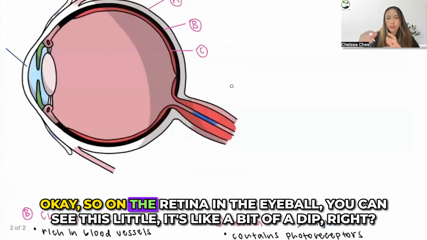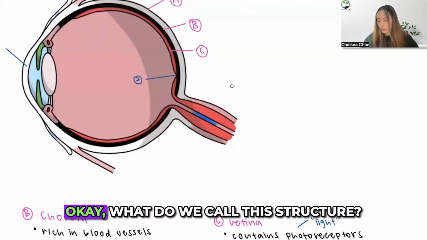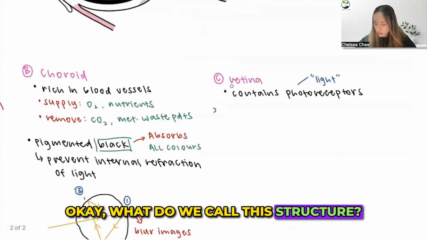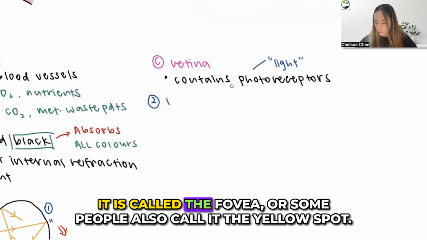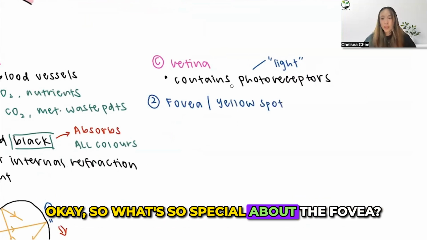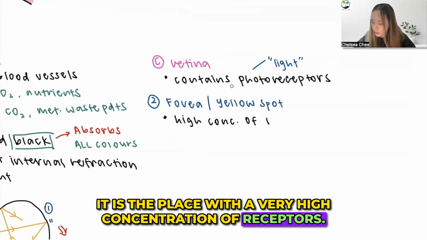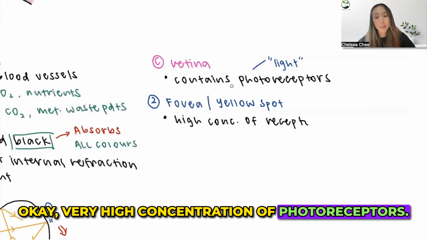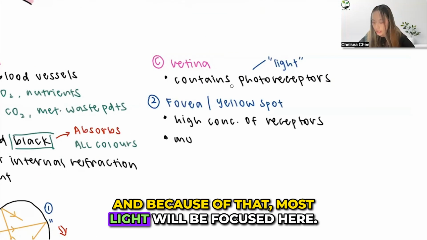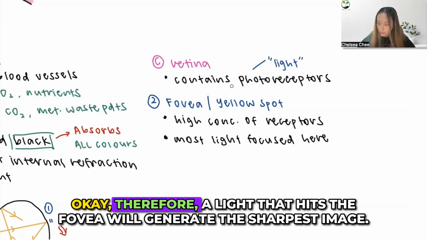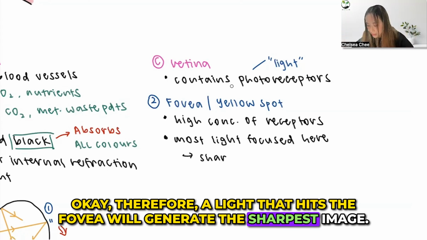Okay, so on the retina in the eyeball, you can see this little bit of a dip, right? What do we call this structure? It is called the fovea, or some people also call it the yellow spot. So what's so special about the fovea? It is the place with a very high concentration of photoreceptors. And because of that, most light will be focused here. Therefore, light that hits the fovea will generate the sharpest image.